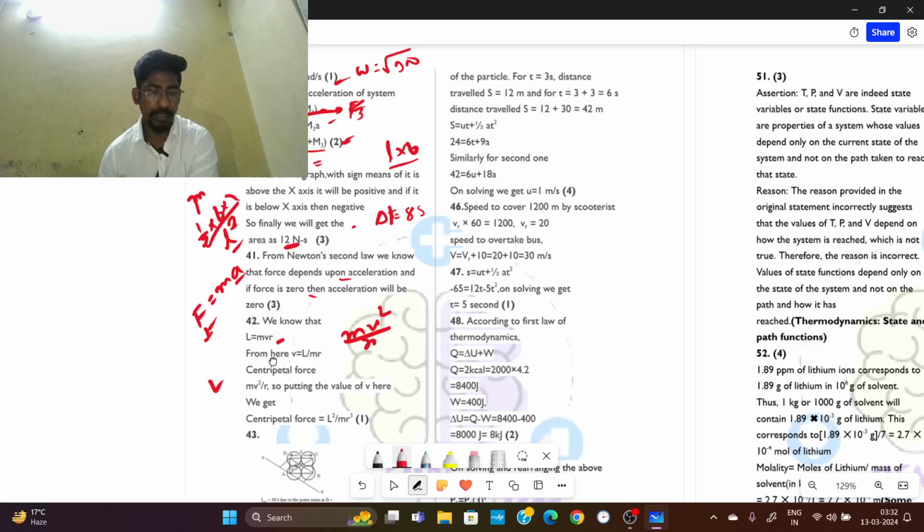So if we put L equals mvr, therefore v equals L by mr. Put the value of v, L by mr, in the equation mv square by r, and you will get the value of centripetal force as L square by m r cube. That is option number 1. That means option number 1 is correct.